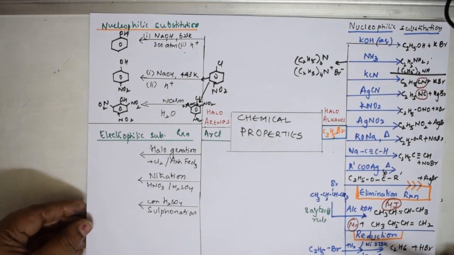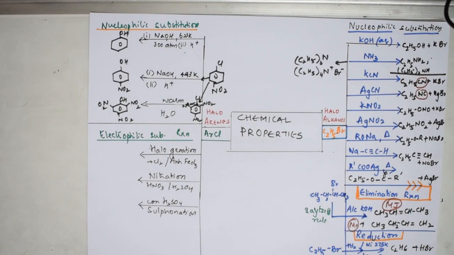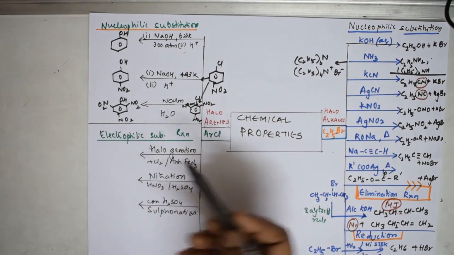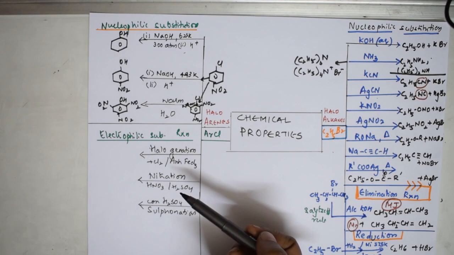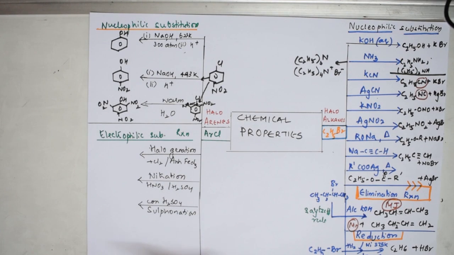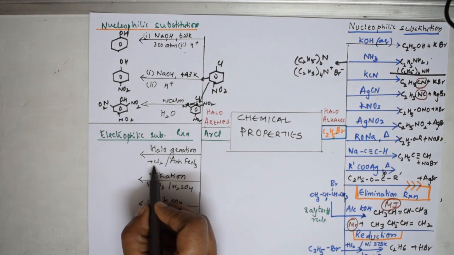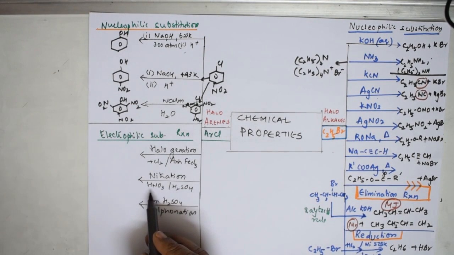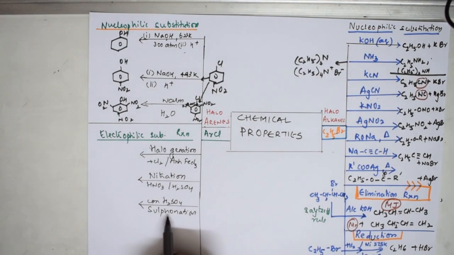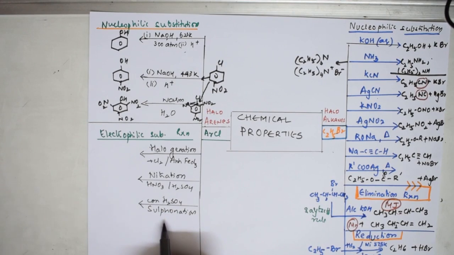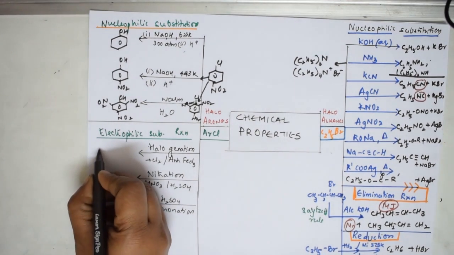Now let us take the next reaction, that is your electrophilic substitution reaction. So it undergoes halogenation, nitration and sulfonation. Friedel-Crafts alkylation and acylation I have done in the name reactions. In halogenation, the electrophile is Cl2. In nitration, the electrophile is NO2. In sulfonation, the electrophile is SO3H. Correct, students?